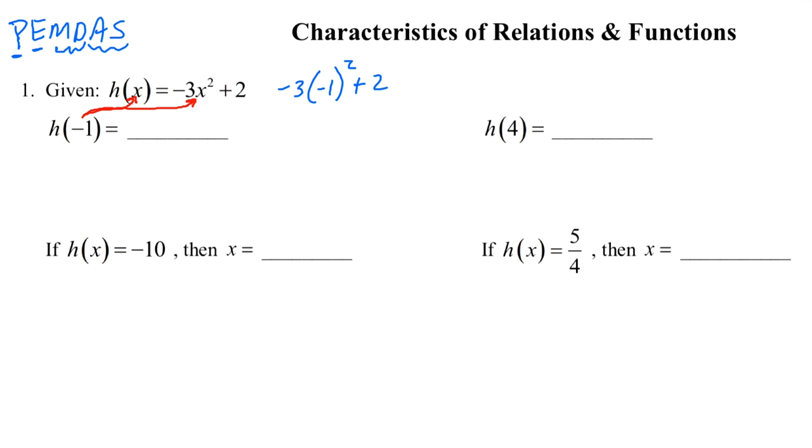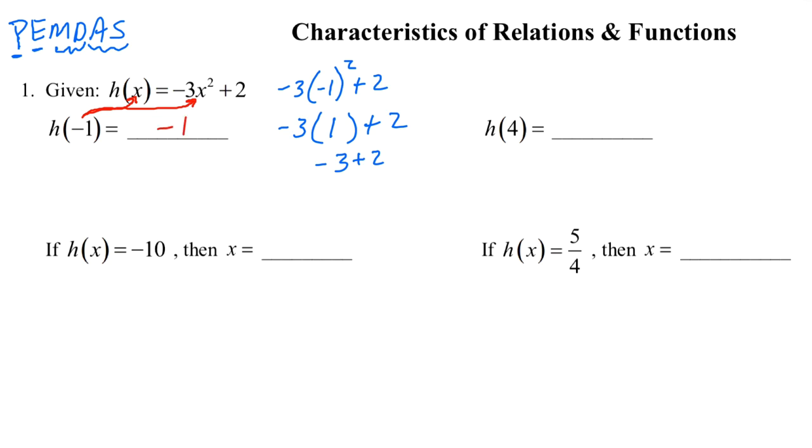All right, so we do have an exponent here of 2, and we have multiplication in between this 3 and the parenthesis. So we need to take care of this exponent first. So that's going to give you negative 3 times, now negative 1 squared is negative 1 times negative 1, which is positive 1. And then that gives us negative 3 plus 2, which is negative 1.